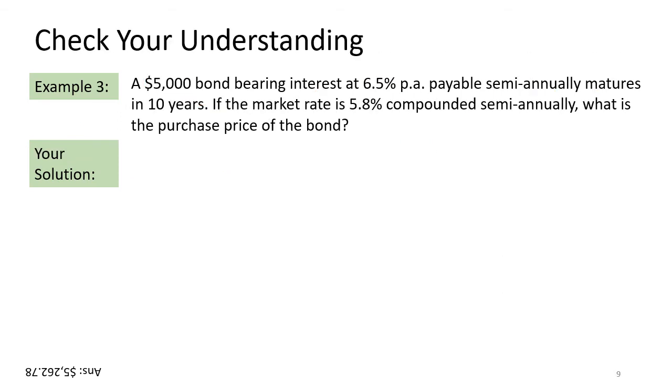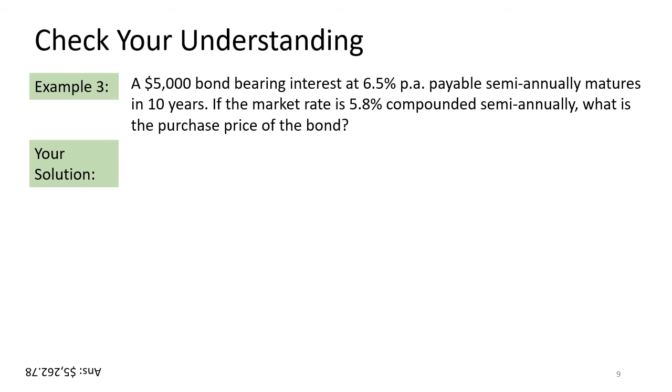Let's look at one more example. A $5,000 bond bearing interest at 6.5% per annum payable semi-annually matures in 10 years. If the market rate is 5.8% compounded semi-annually, what is the purchase price of the bond?